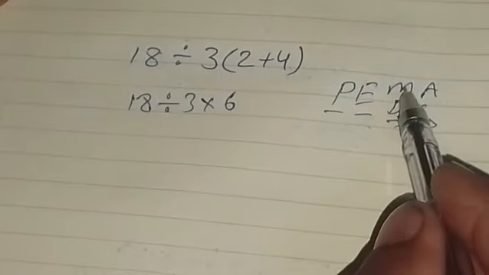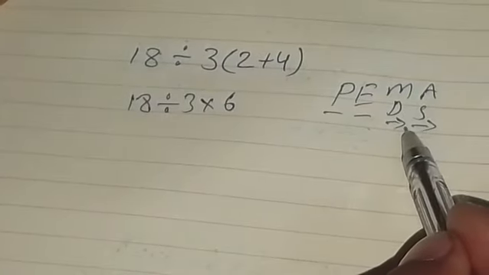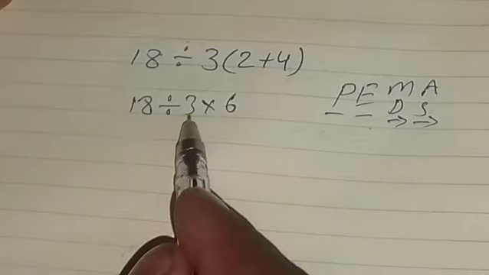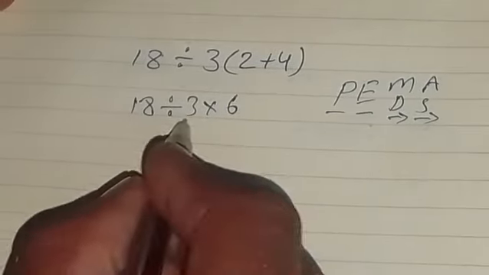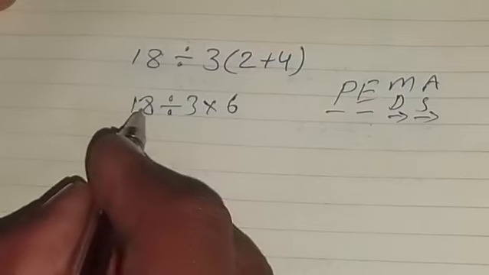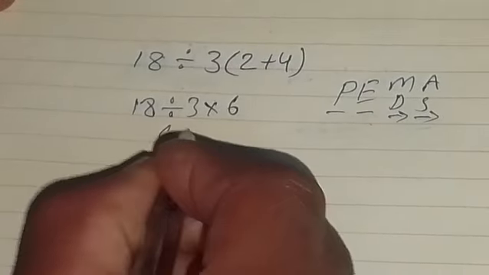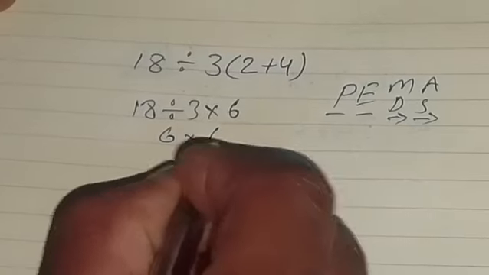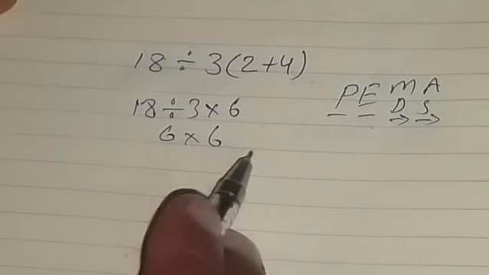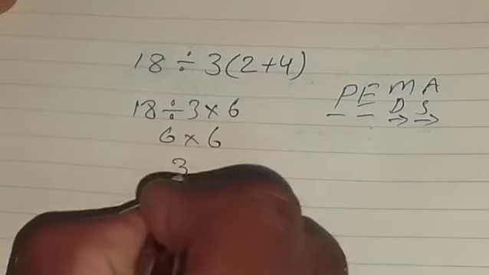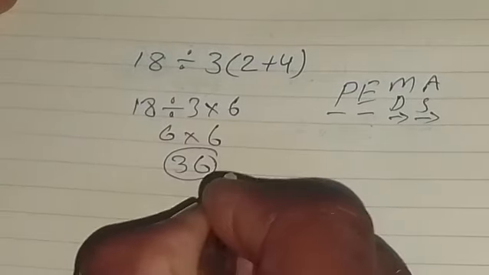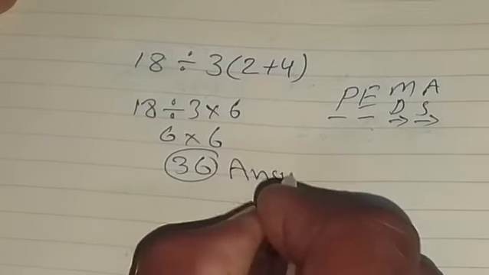According to the rule, multiplication or division we solve from left to right. Now on the left side we have division. So first we do the division, then the multiplication. So 18 divided by 3 gives us 6, and multiplied by 6. And 6 times 6 gives us 36. So the final answer is 36.